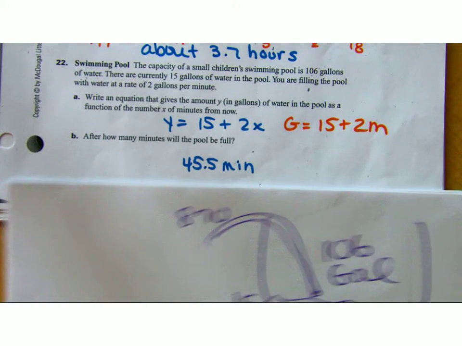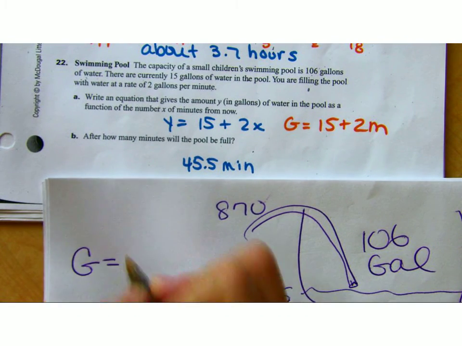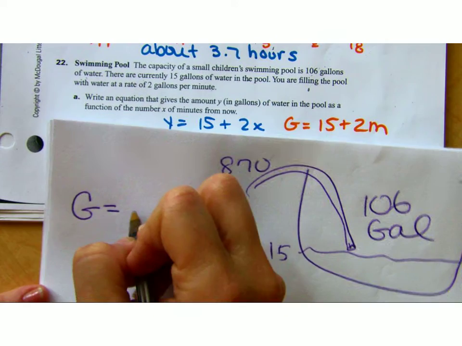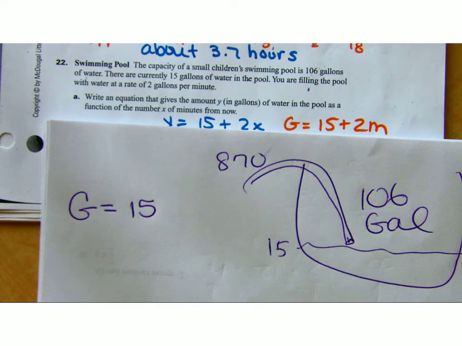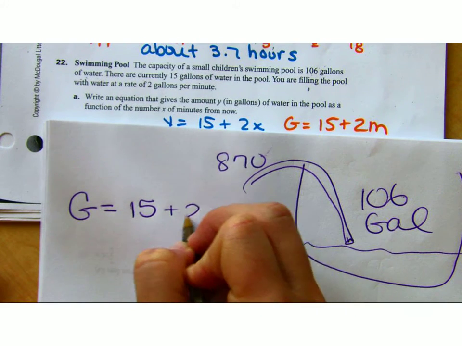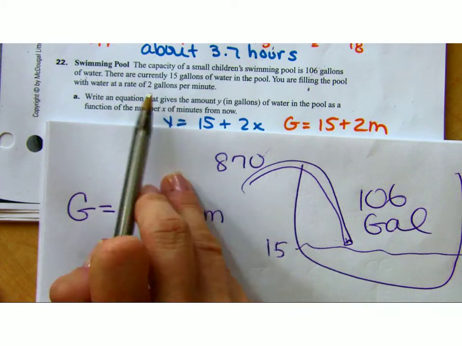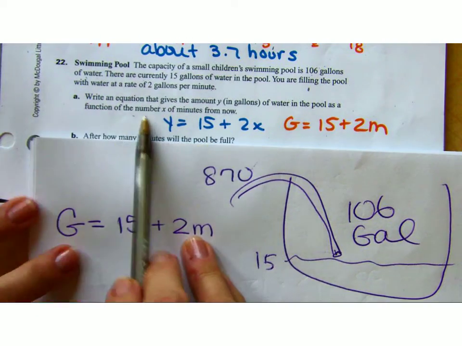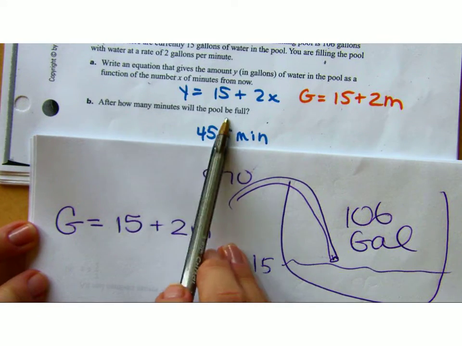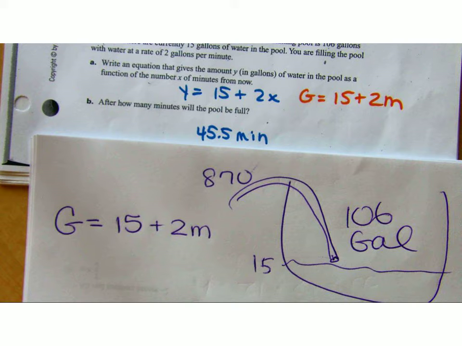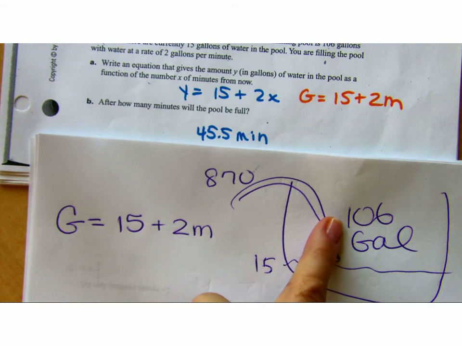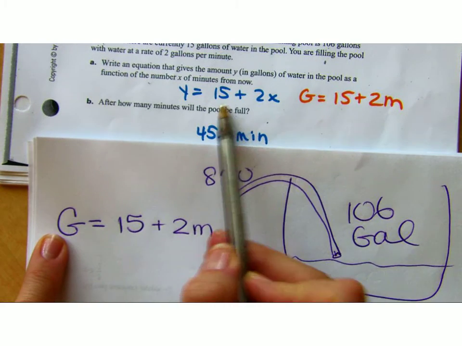So, here's what I'm going to say. The gallons in the pool are equal to the amount that's already in there, and I'm filling it at a rate of 2 gallons per minute. Now, be careful because it says, write an equation. Oh, there's your equation. How many minutes till it's full? You have to read into that. What piece of information from the first sentence do we need? That full is 106. Where does 106 go? In for G.